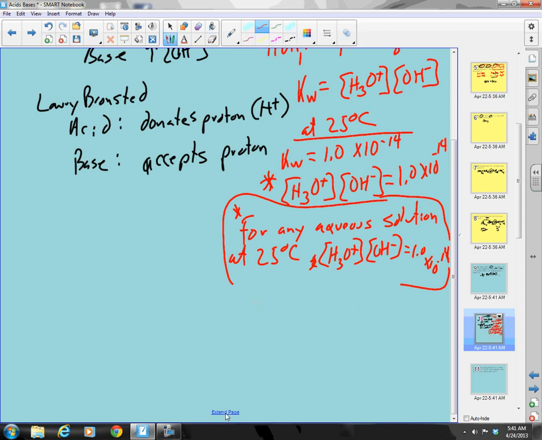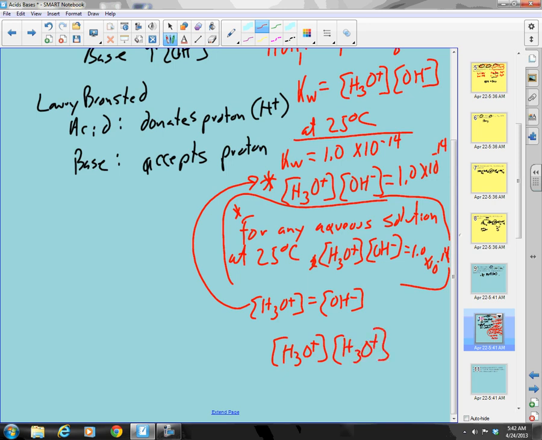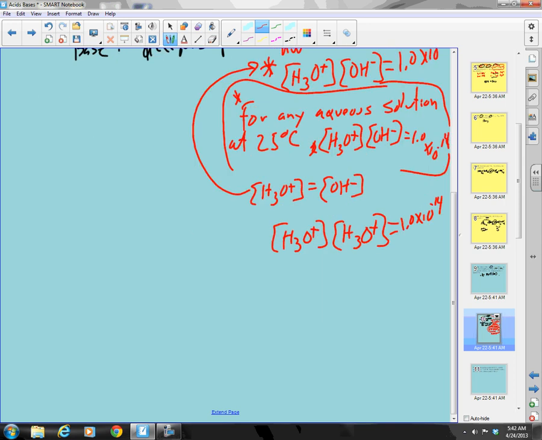What we do know is for pure water, this is true. My hydroxide equals my hydronium. So when I substitute that in here, what do I get? I get hydronium times hydronium equals 1.0 times 10 to the minus 14th. And so that means what? I take the square root. So that means hydronium equals 1.0 times 10 to the minus 7th molar.